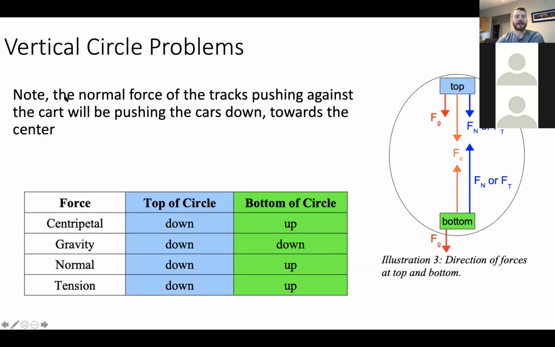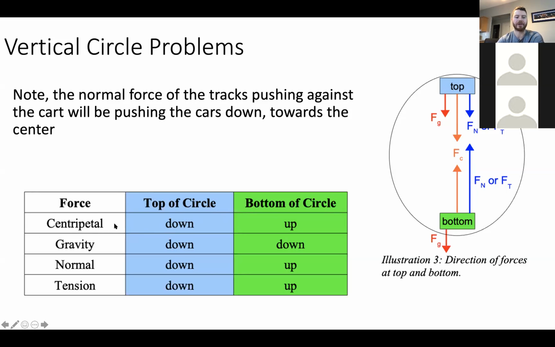So just a note, we kind of touched on this in the last slide. The normal force of the tracks is pushing against the cart. At the top of the cart, the normal force is going to be pushing down, again, because it's exerting that normal force from the tracks onto the cart. It's going to be pointing down at the top of the circle. And here's just a graph that summarizes this image on the right here.